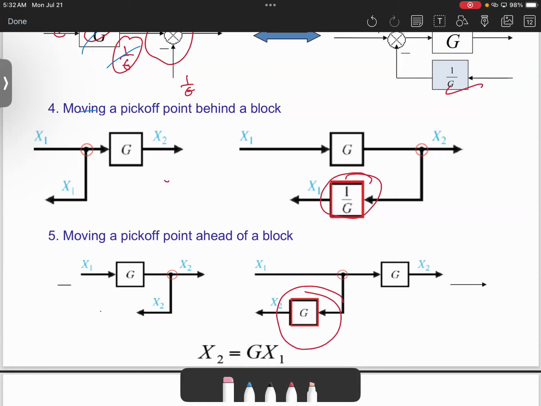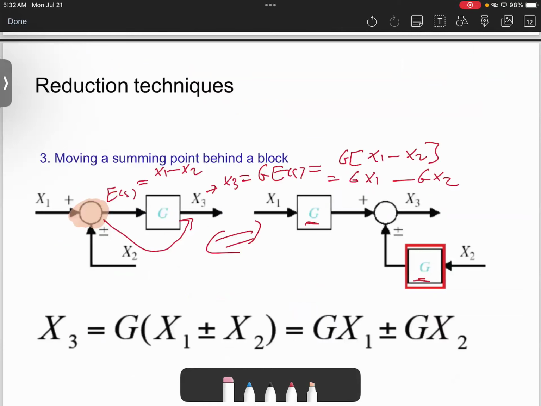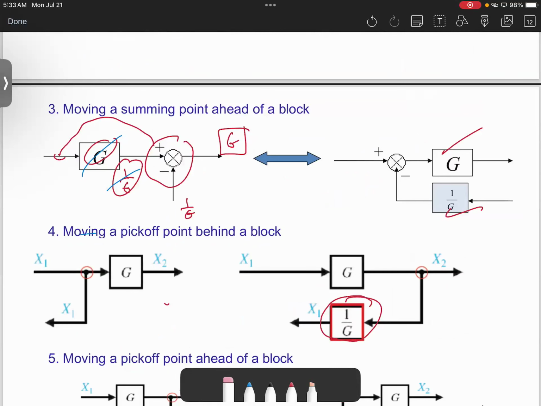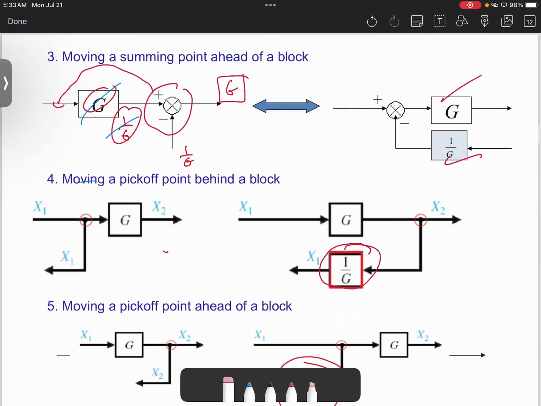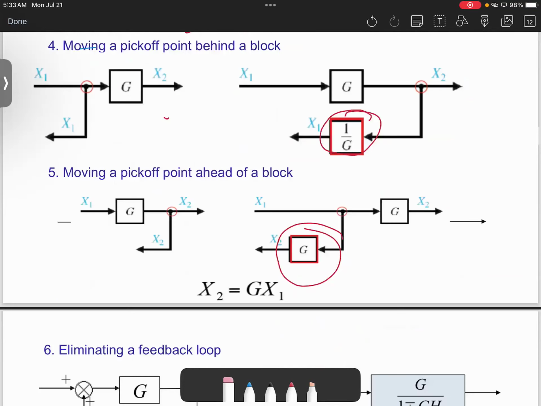In summary, for the last four, when you have the summing points and you need to move the summing point itself forward, this yields what? G here and g in this part. If you are moving it backward, it will be 1 over g in this part. Then the same thing here, moving the point forward, it will be 1 over g, while moving it backward, it will be g, which is kind of the opposite.